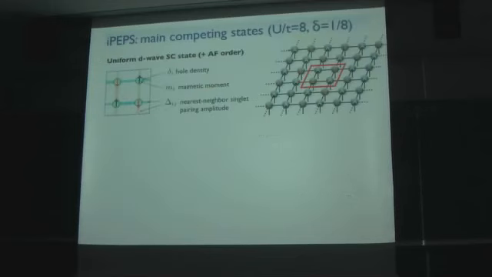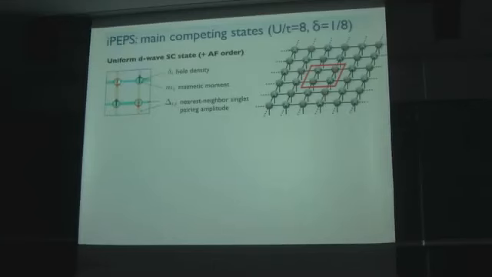Okay, so let me now show you some of the iPEPS results. And first, for an ansatz with just two tensors A and B, if we take this ansatz, we can reproduce the uniform D-wave superconducting state. And what I show you here in this picture are the local observables measured in this unit cell here.